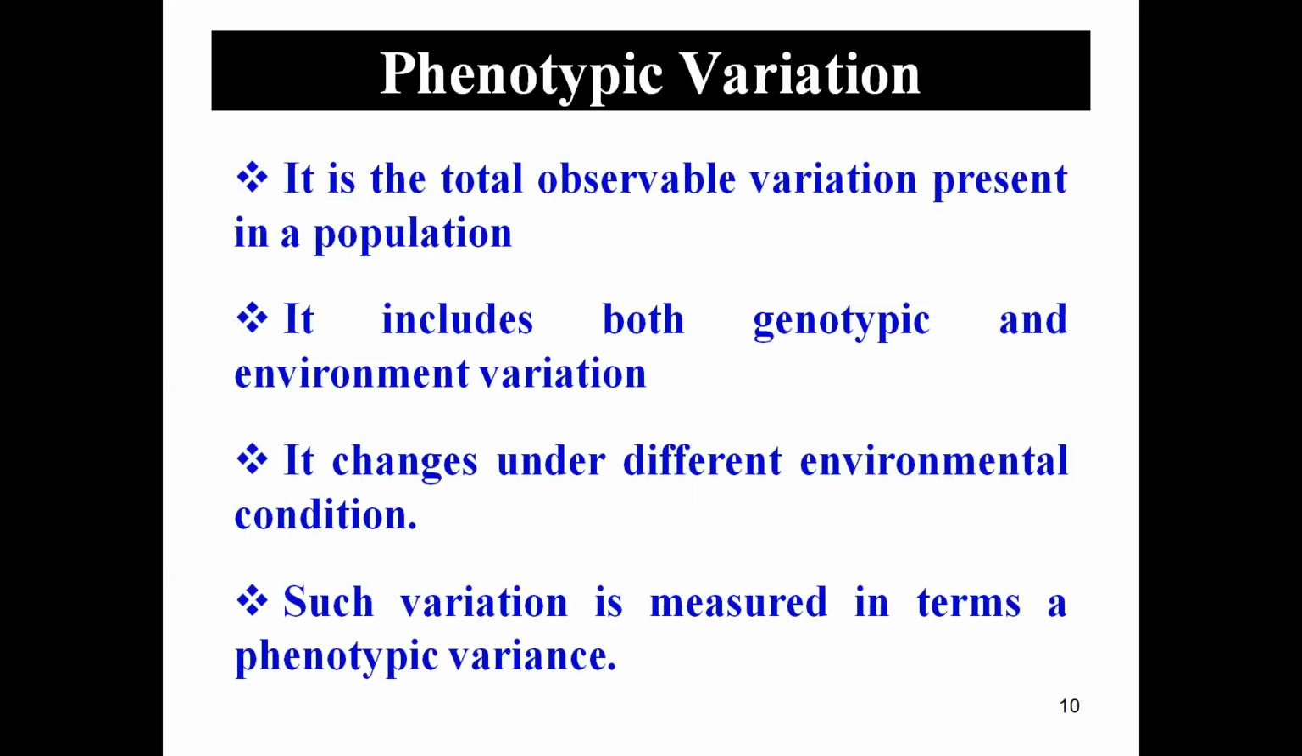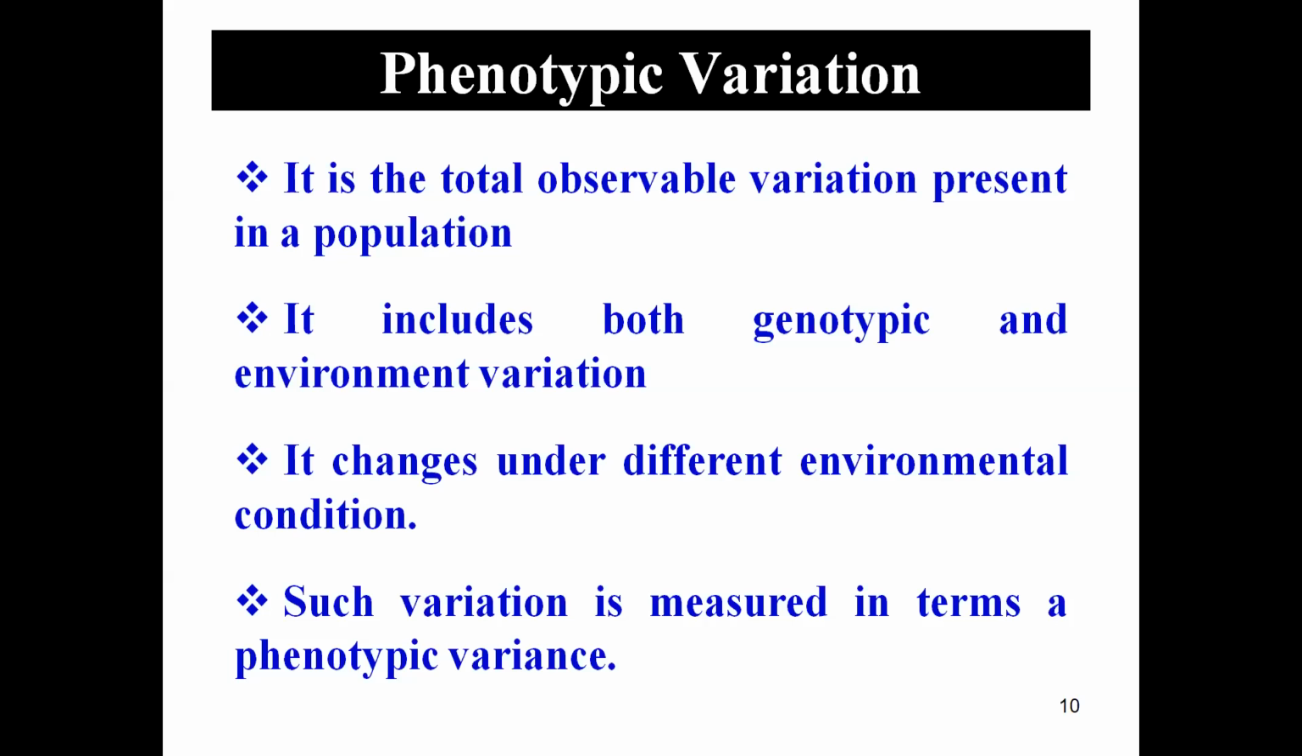What is phenotypic variation? Phenotype means any observable or external appearance of an individual. So it is the total observable variation present in a population. What we see or what we observe, this is the phenotypic variation. It includes both genotypic and environmental variation because P is equal to G plus E. Although there may be an interaction between genotype and environment, we limit our discussion up to P is equal to G plus E.